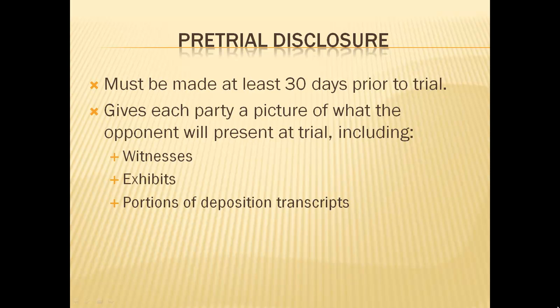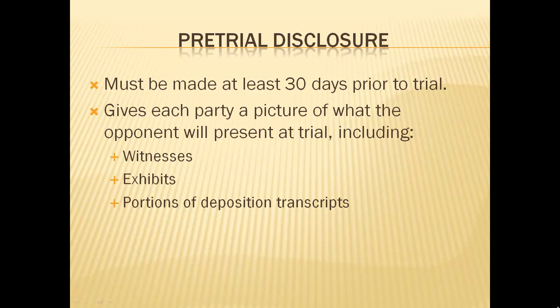Finally, there's pre-trial disclosure. Pre-trial disclosure has to be made at least 30 days prior to the trial. It's governed by Rule 26(a)(3), and it basically gives each party a picture of what the opponent is going to present at trial, including witnesses, exhibits, portions of deposition transcripts, that sort of thing.